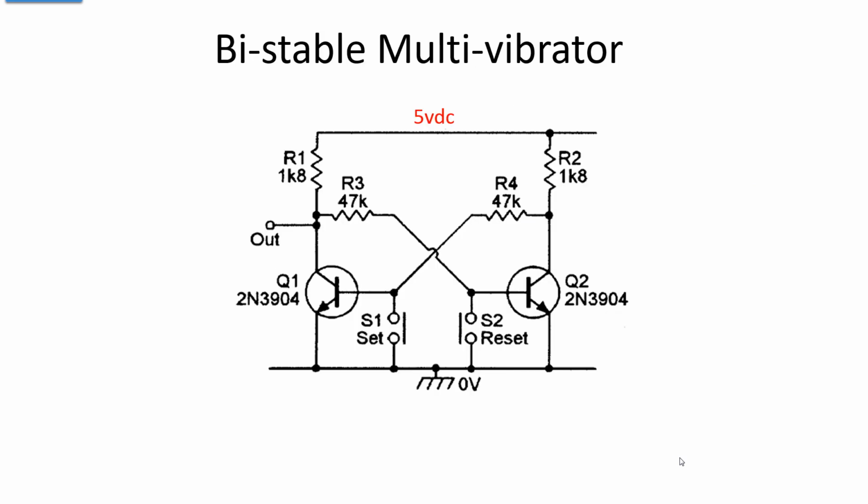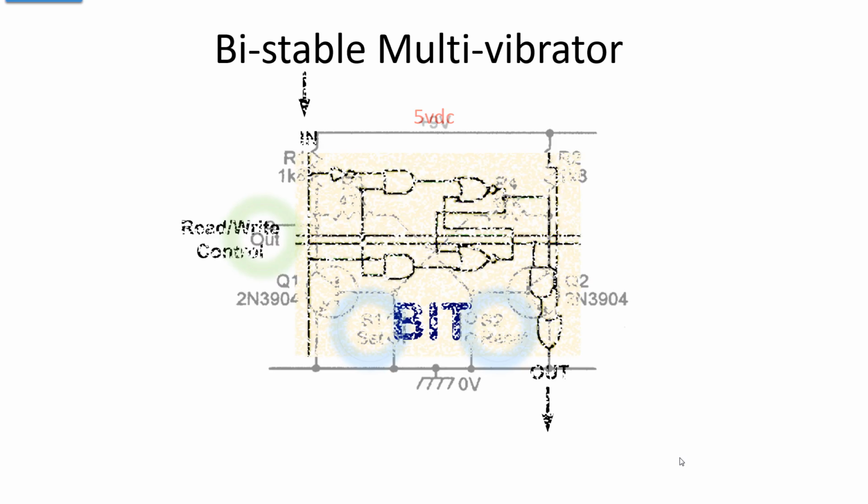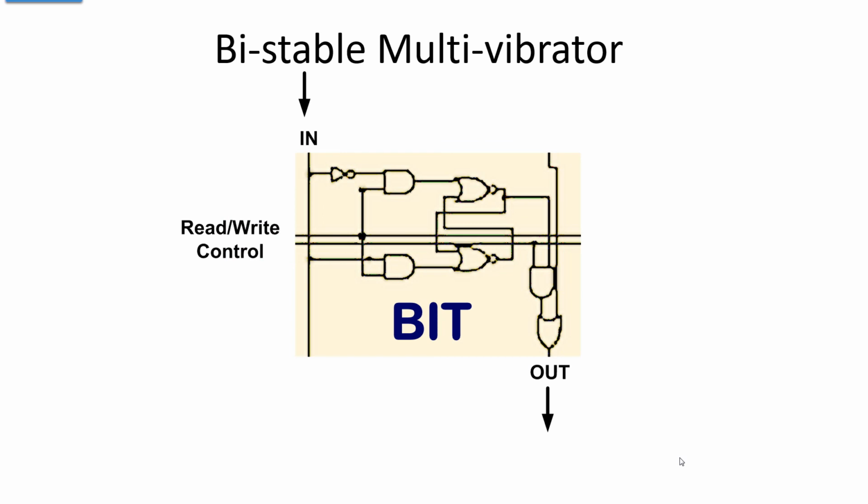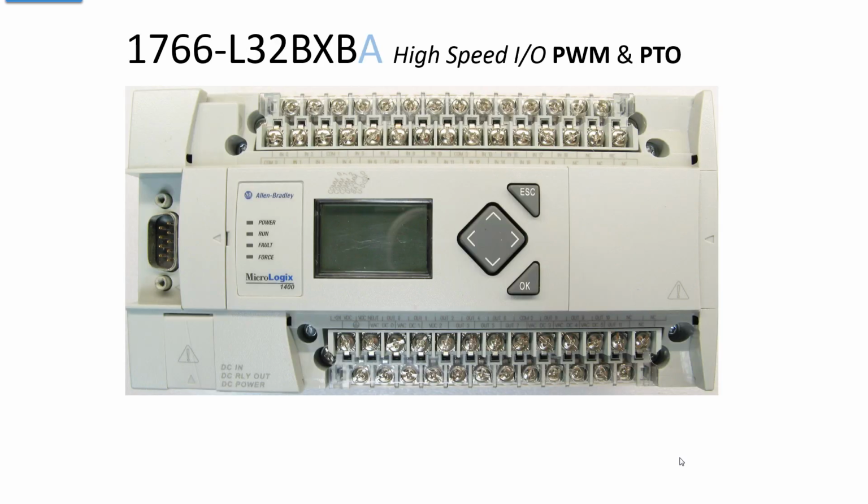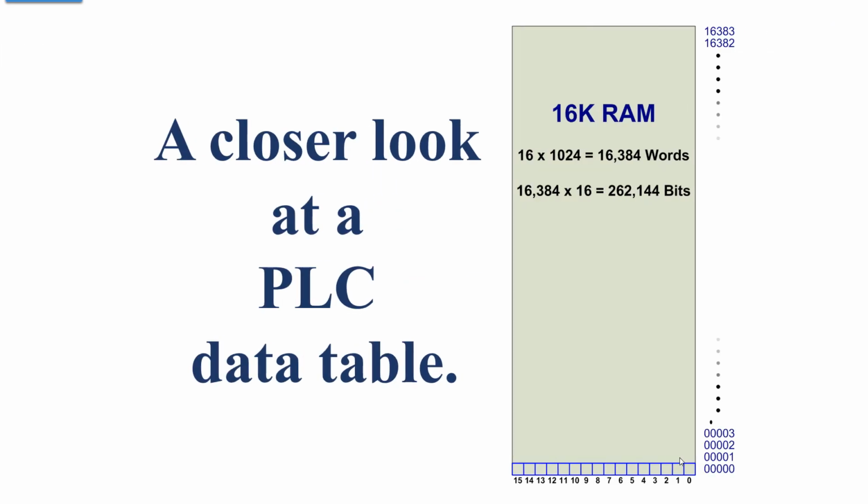Now the original bit in memory, solid state memory, was a bistable multivibrator. If you don't know electronics, no problem. Solid state memory was made up of thousands of these circuits. It had two inputs, set it to one or set it to zero, and there was the output. Step ahead a little bit, and this is the circuit for a modern bit in memory. We're still using the 1766 L32 BXB. Let's take a closer look at the PLC data table.